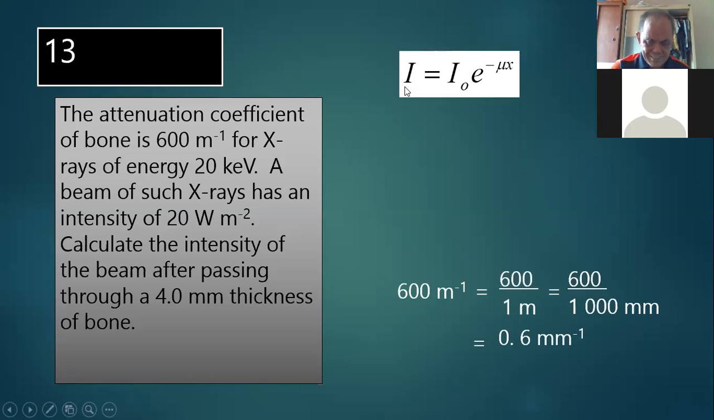I is the intensity, equals to that 20. Not this one. This is the energy. We are interested in intensity, how much the intensity is reduced. This is a distraction, that's all. I equals I naught e to the power of minus mu x. That one, we change it to per millimeter, 0.6. And then the thickness is 4. Put inside there, calculate out.